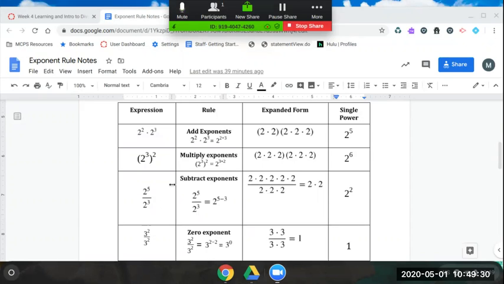So it's 2 to the sixth. And this is the rule we're learning this week. This is the division rule. It just says keep the base when it's the same. So in this case, it's 2. You subtract the exponents, 5 minus 3, and you get 2. So we end up with 2 to the second.